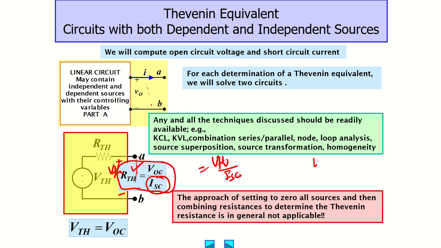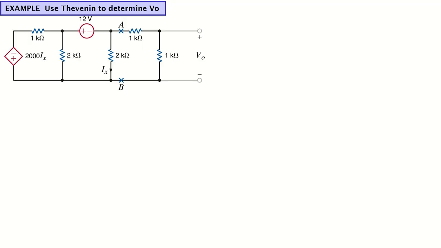For this case, what are the targets? Find VThevenin and find the short circuit current at that load point. Once we have those, we can divide them to get the RThevenin value. So let's understand this with the help of an example here.